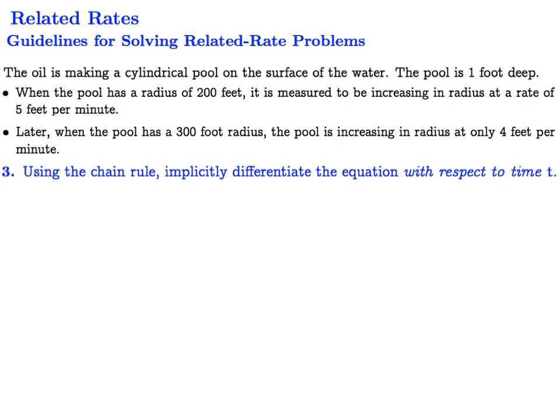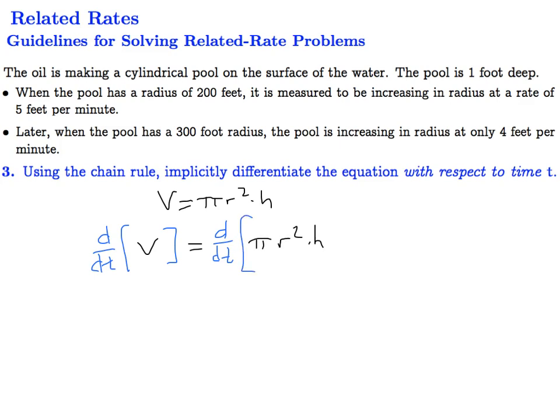So the third step is that using the chain rule, we want to implicitly differentiate the equation with respect to time t. So our equation was V is equal to pi r squared times h. So this means we need to take now the derivative of everything with respect to t. So we need to take the derivative of the left-hand side, and we need to take the derivative of the right-hand side as well. And so this is a good place for you to stop and think back to your implicit differentiation and to take a crack at it and see what you get. So pause the video and try it.